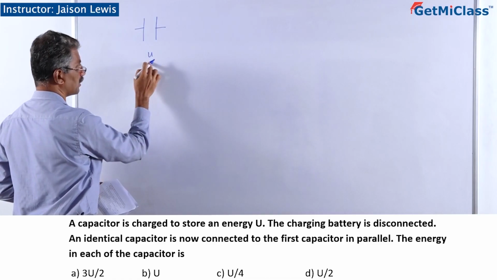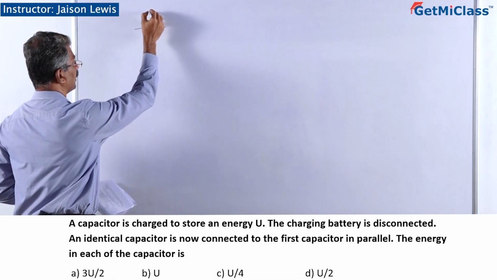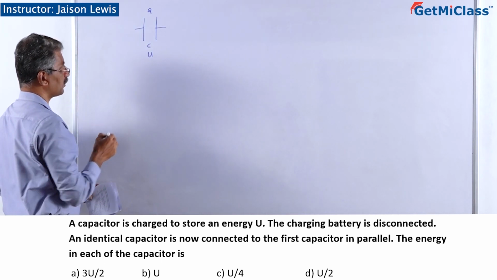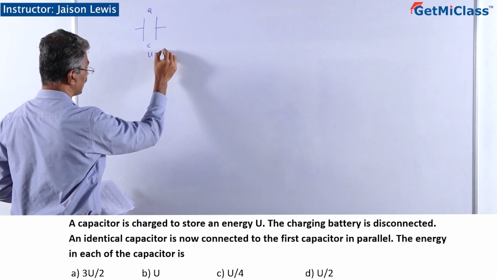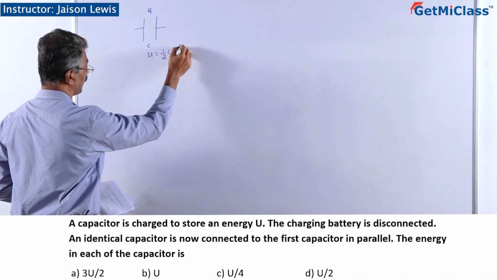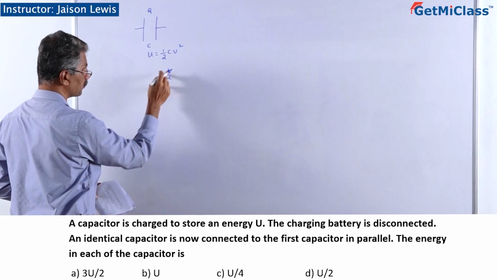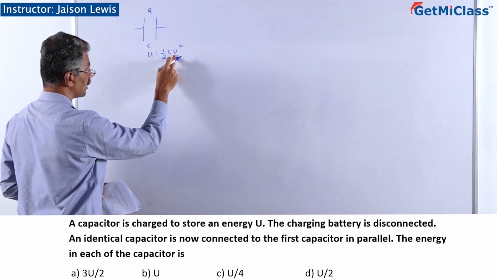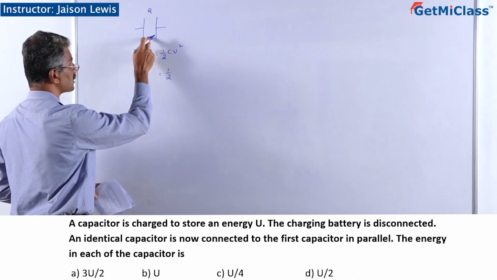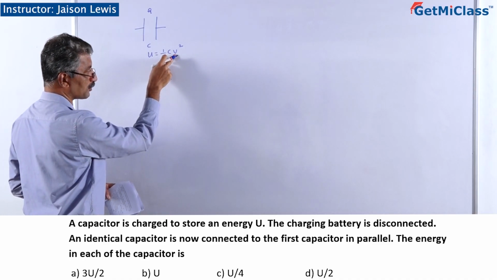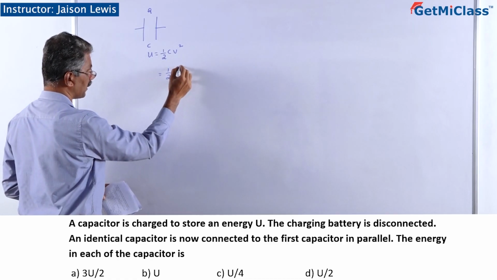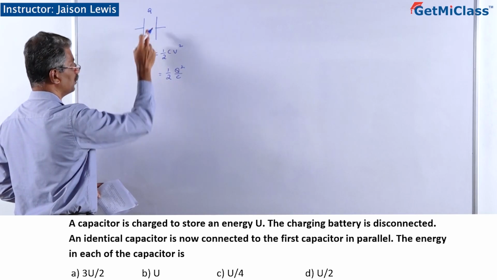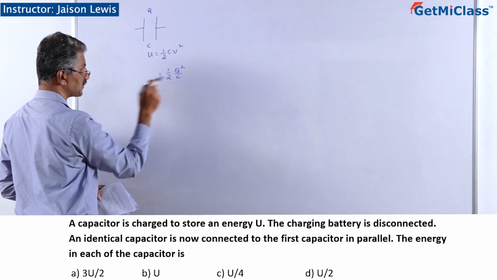And we know U is the energy because some charge is available. Let the charge be Q and let the capacitance be C. Therefore energy can be written as half CV squared, or V can be written in terms of charge. V is equal to Q by C. Therefore it's Q squared by 2C. The charge on the capacitor is Q, therefore the energy we wrote is Q squared by 2C.